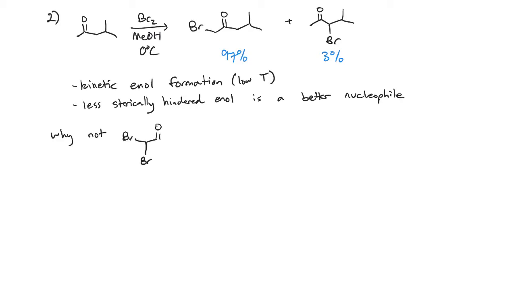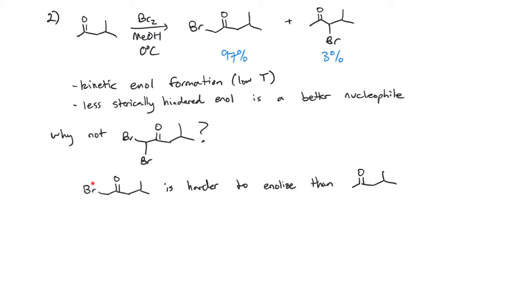Another question you can ask is, well, why don't you get multiple brominations on one of the carbons? And it turns out if we think about the product after a single bromination, so just this monobromo ketone here, and if we're trying to enolize this, we need to be able to protonate this carbonyl. This carbonyl is going to be harder to protonate because of the effect of the bromine nearby, making the carbonyl itself a less basic carbonyl. So it's harder to enolize.